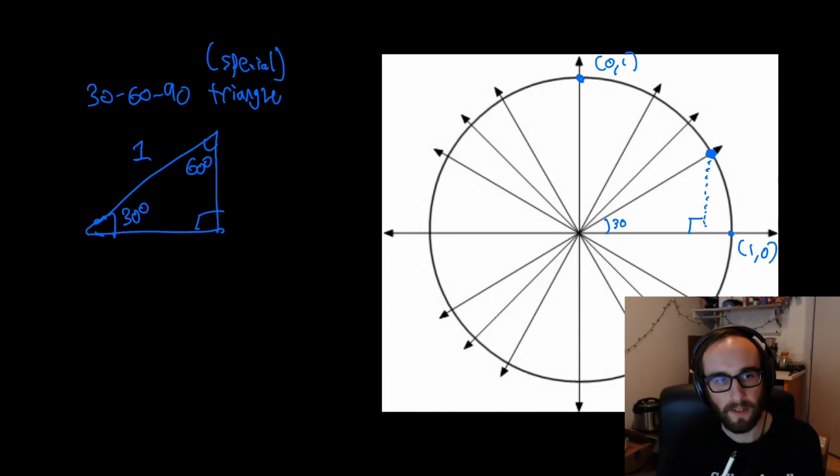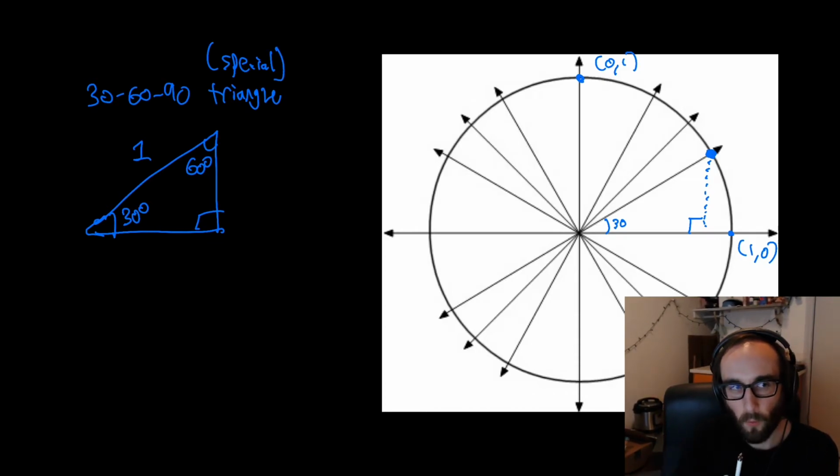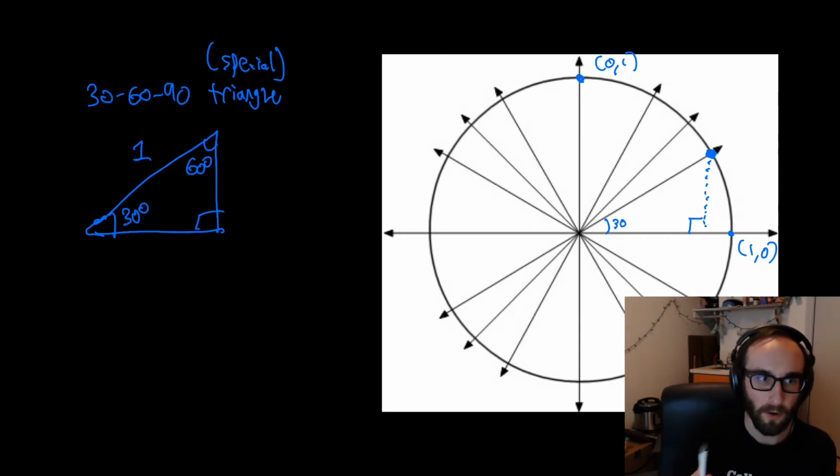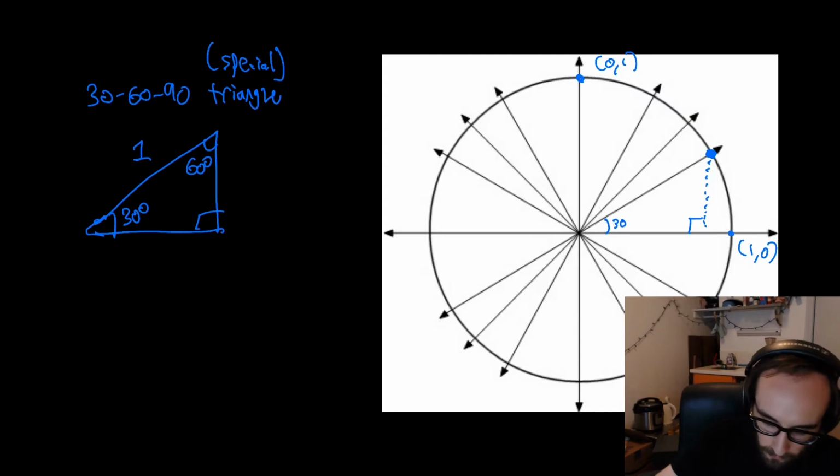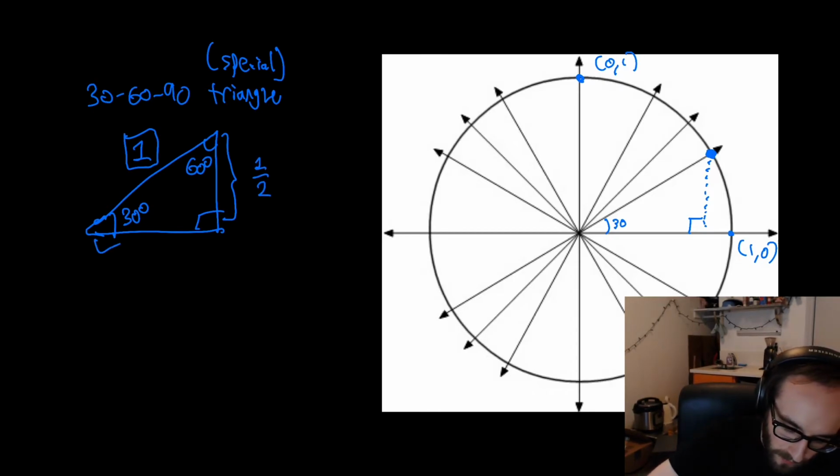Because if we have a 30, 60, 90 triangle, then we know the side lengths already. We can relate them to each other. So in this case, if our hypotenuse is 1, then our side length over here is going to be 1/2. And our side length down here is going to be the square root of 3 over 2.